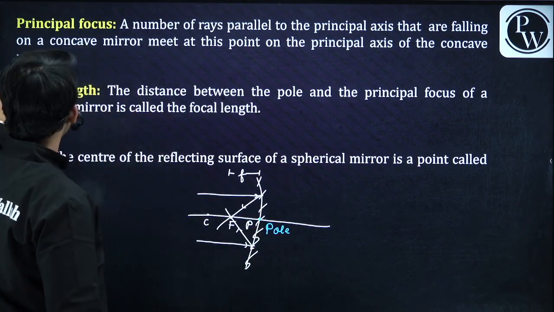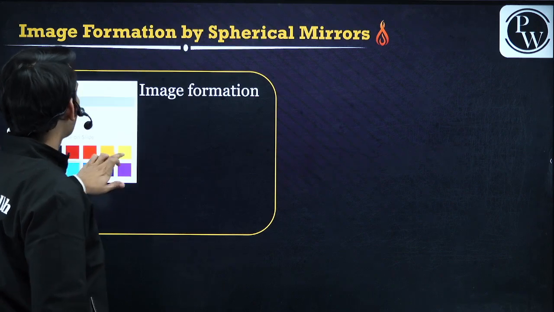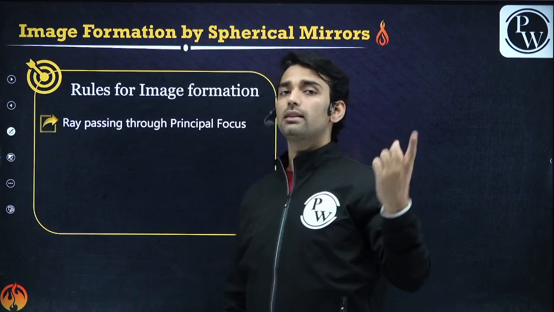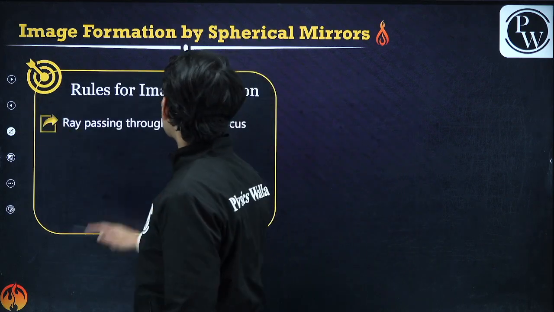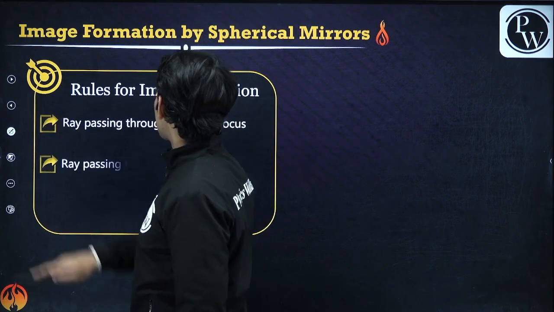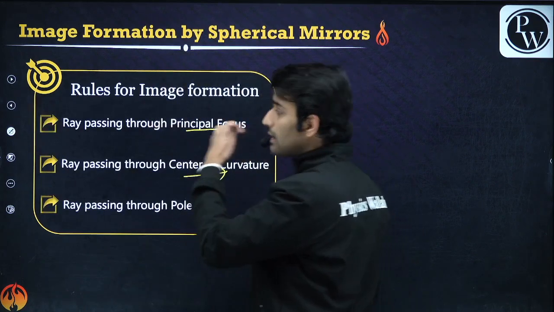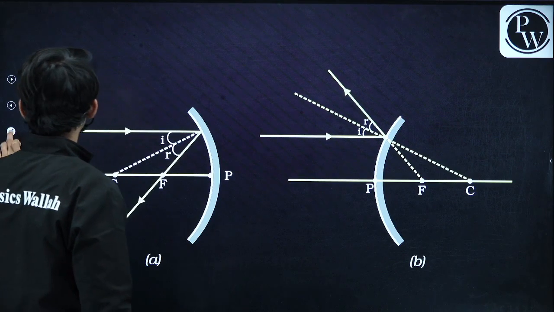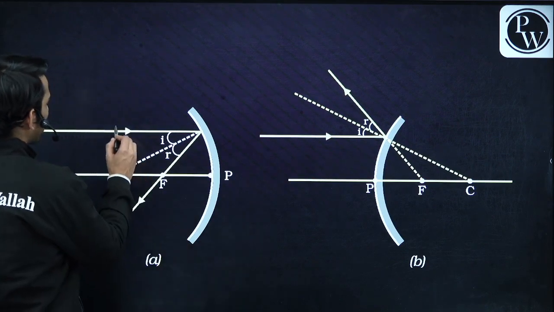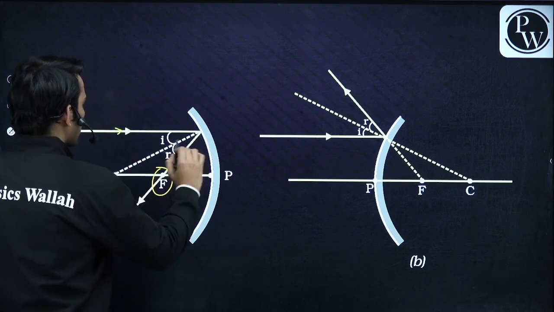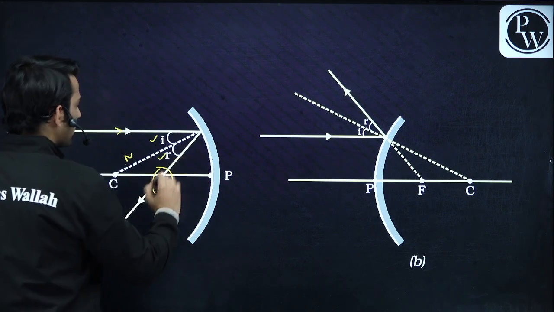Clear, guys? Next, what are the various rules for image formation? Guys, we should know three types of rays in order to get the image formed by a mirror. First is the ray passing through the principal focus. Second is the ray passing through the center of curvature. Third is the ray passing through the pole. Let's have a look into them. First is, guys, any ray incident parallel to the principal axis converges to the focus. This is the normal ray, angle of incidence, angle of reflection.